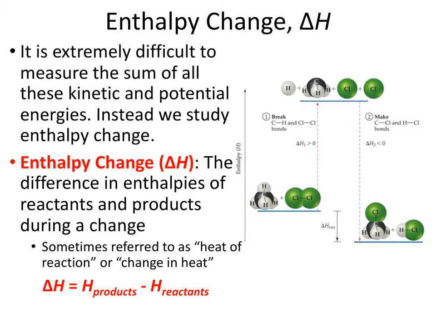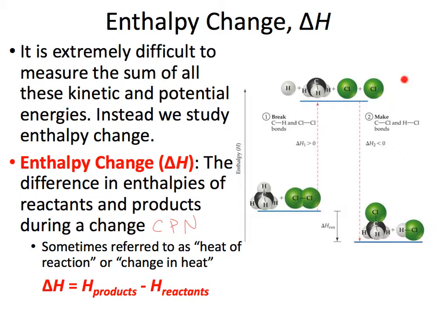So instead, we do a little bit of a roundabout. We acknowledge that we can't really do it, so we look at just the enthalpy change. And this is the difference in the enthalpies when we compare the reactants and the products during some kind of change. Now remember, there's chemical, there's physical, and there's a nuclear change that we can look at.